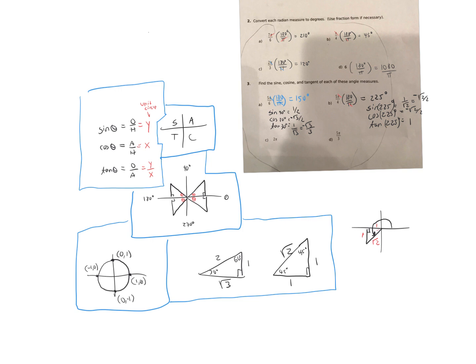Okay, looking at part C. So 2 pi, if we were to convert that, if we did 180 over pi, well, of course, the pi's would cancel. Next thing you know, you have 2 times 180, which is 360 degrees. So that means that we would have an angle that literally starts here, but then goes all the way around and then lands right there.